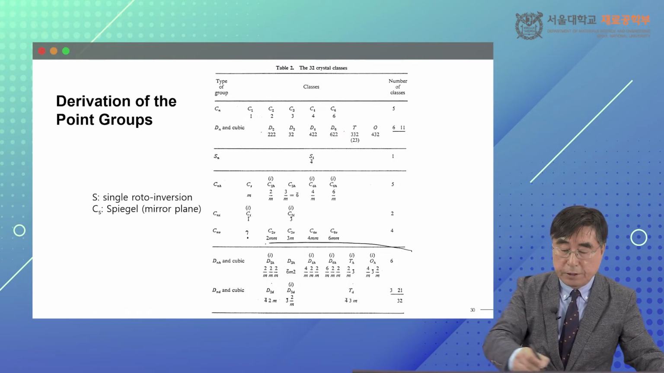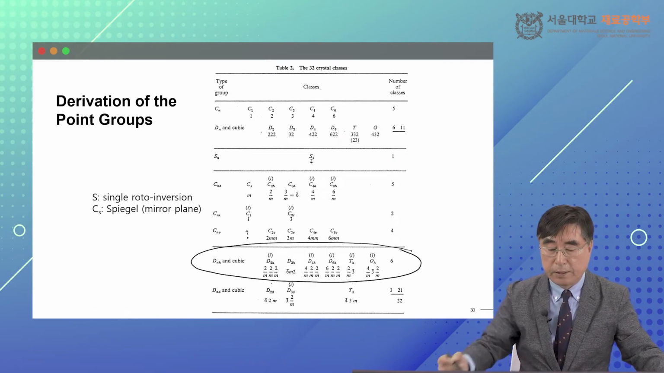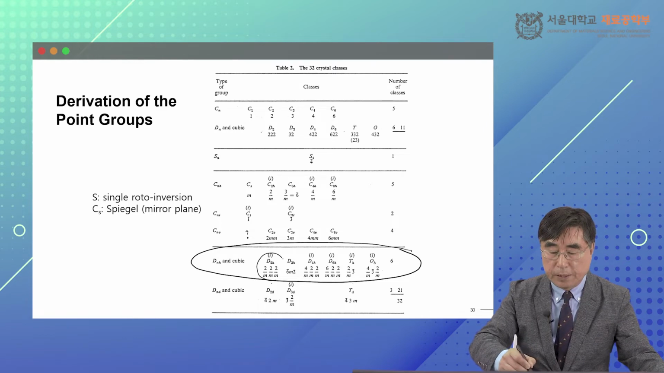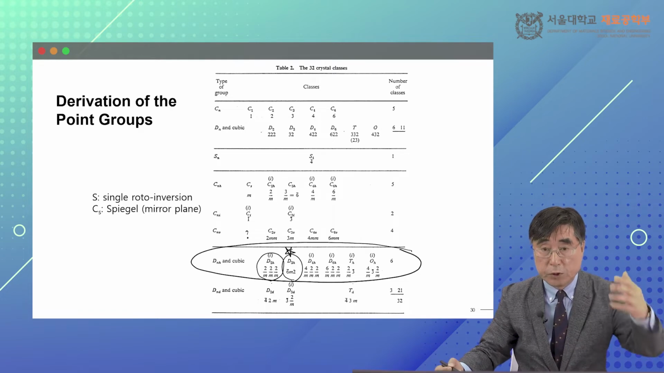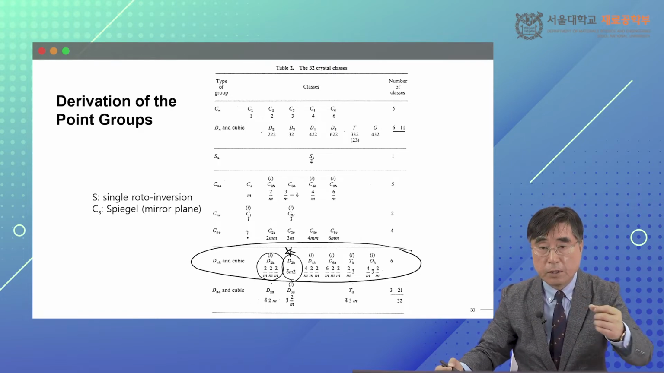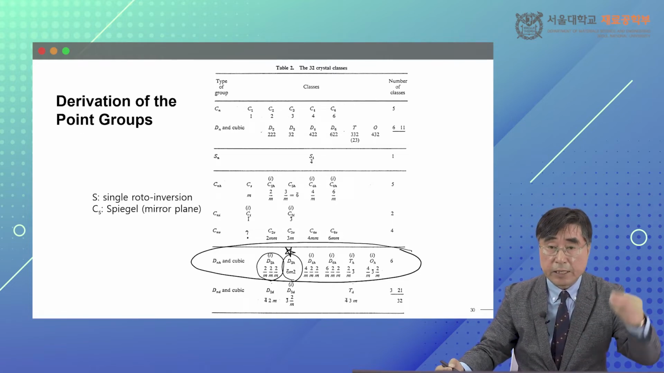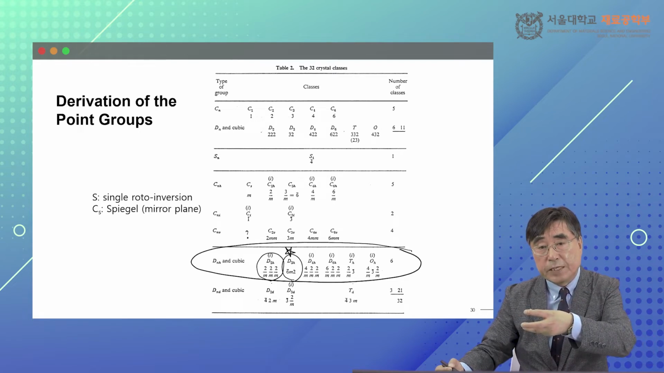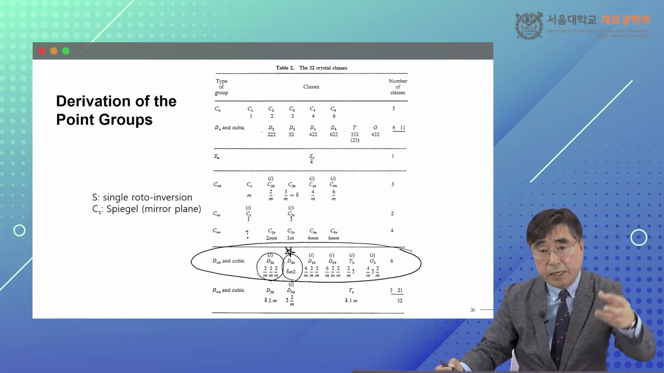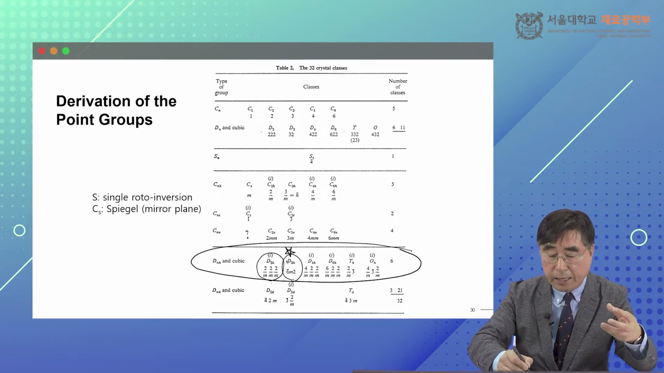I finished up until this part. D2h, 2 over m, 2 over m, 6 bar m2. This is most difficult to understand. Even though it starts from 3, 2, 2, it should be written as a 6, 2, 2 type of symmetry axis, and it doesn't have a 6-fold. And to match this symmetry axis and symmetry elements, it should be written as 6 bar.